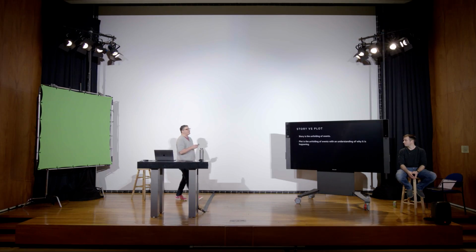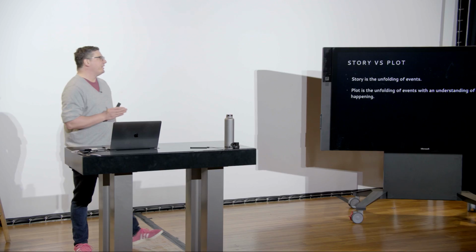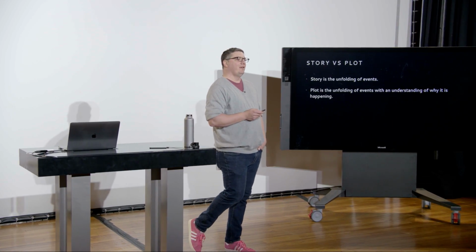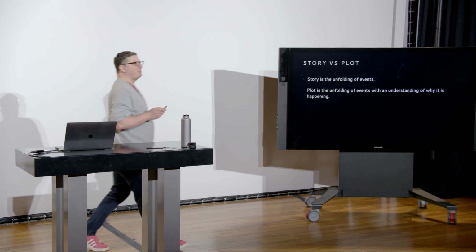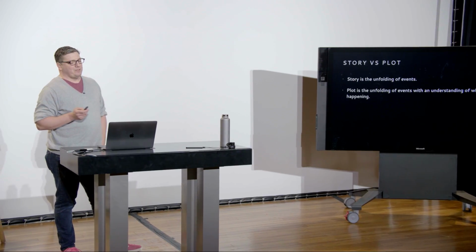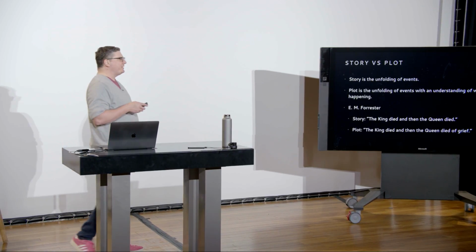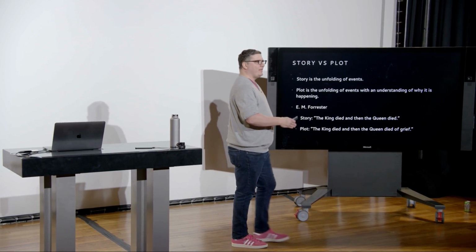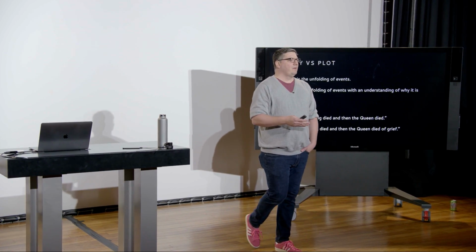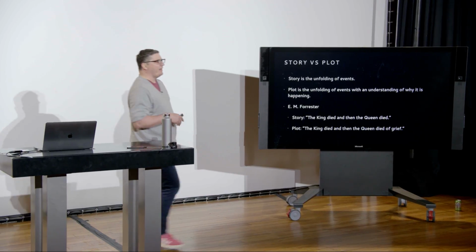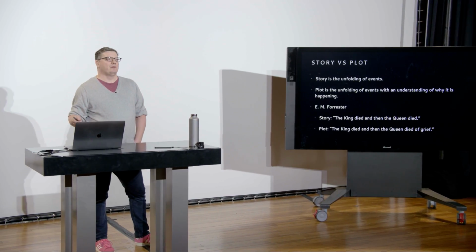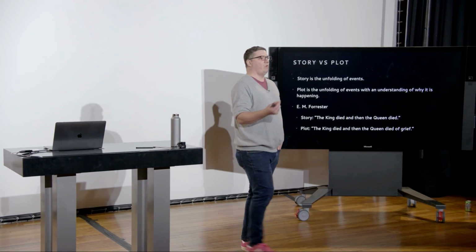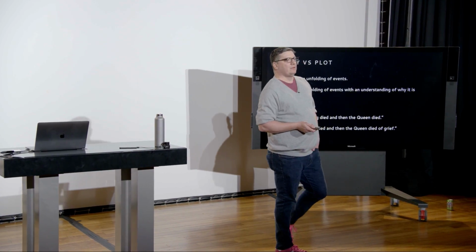All right, so plot is the unfolding of events, which is essentially a story, but with an understanding of why it's happening. Okay? Right? And this is put really succinctly by a quote from E.M. Forster, which is, the story is the king died and then the queen died, which is the narrative events that unfolded. The plot is that the king died and then the queen died of grief. Right? It gives motivations to her actions and or the situation.